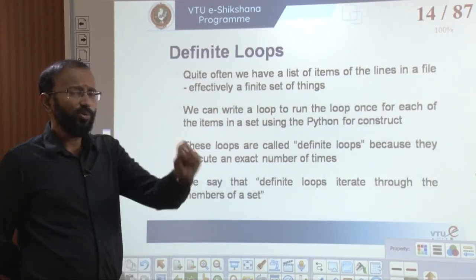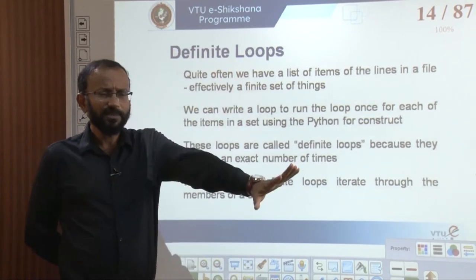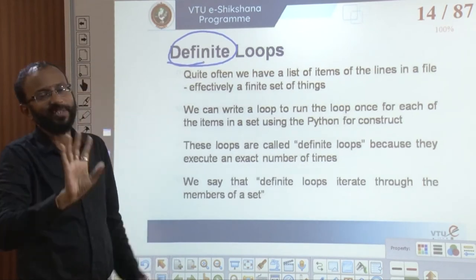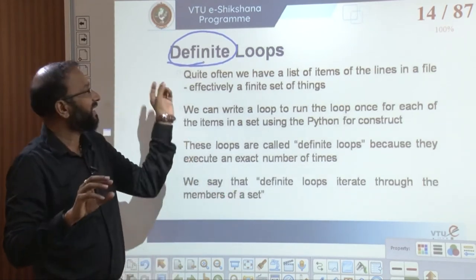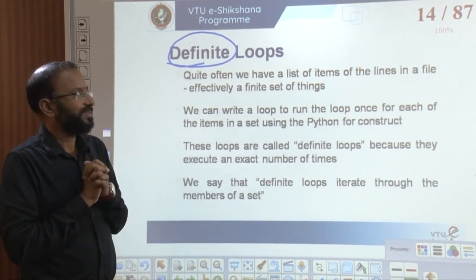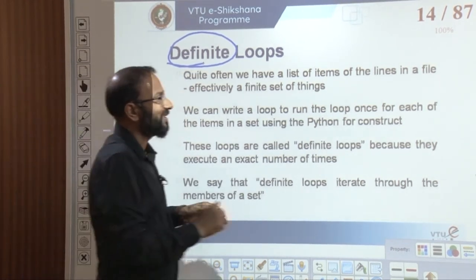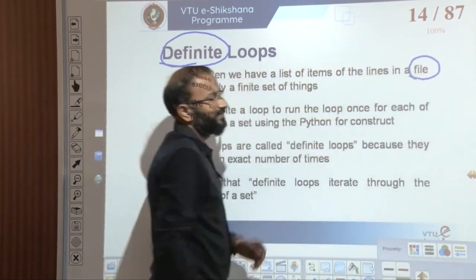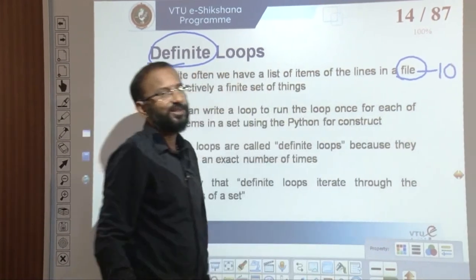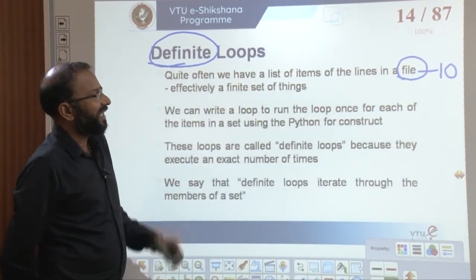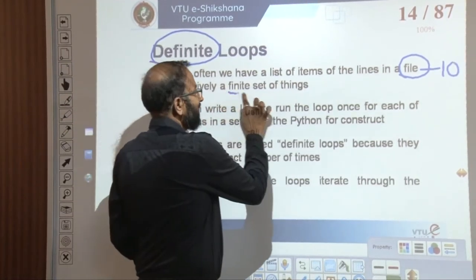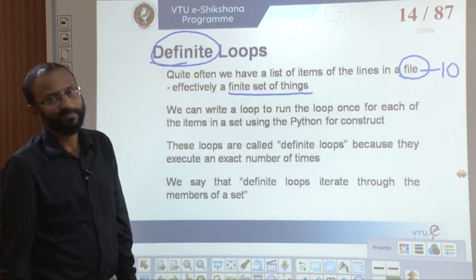Now, how do I make sure that I always have something called a termination statement? The best is to make it a loop which we define, a definite loop. What is the best example? The best example that we have taken is a file. In a file, I know that there are 10 lines. So I can make sure that I read all those 10 lines and come out. So here, it's a finite set of things.